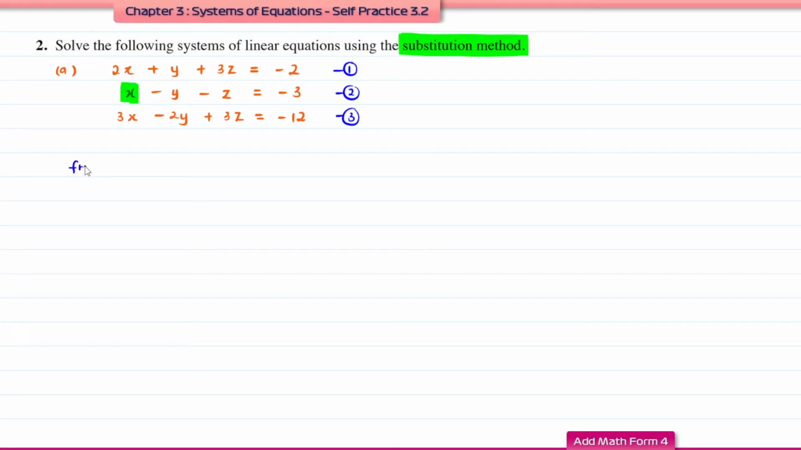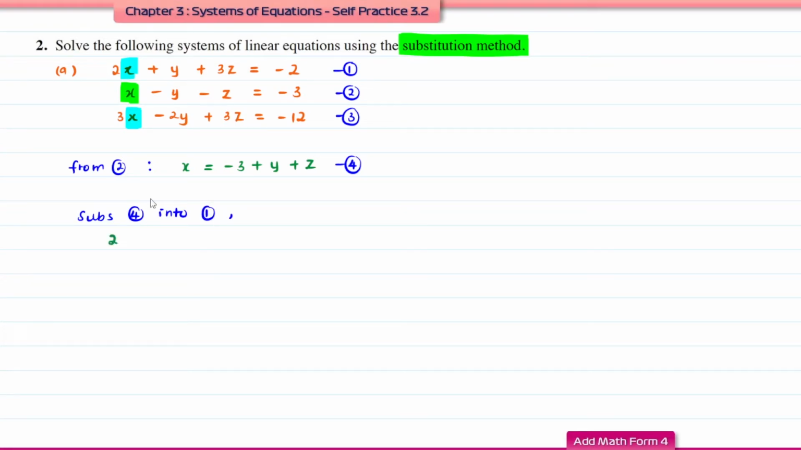So from equation number 2, the x is equal to negative 3 plus y plus z. And I'm going to label this as equation number 4. So this equation number 4 is the one that I'm going to substitute into equation 1 and equation number 3, at the x here. So first, I'm going to substitute equation number 4 into equation number 1.